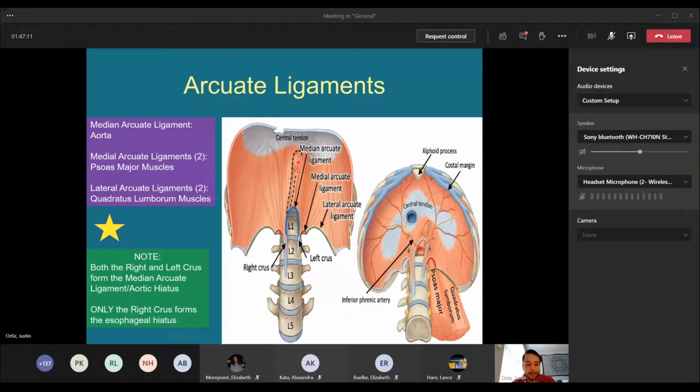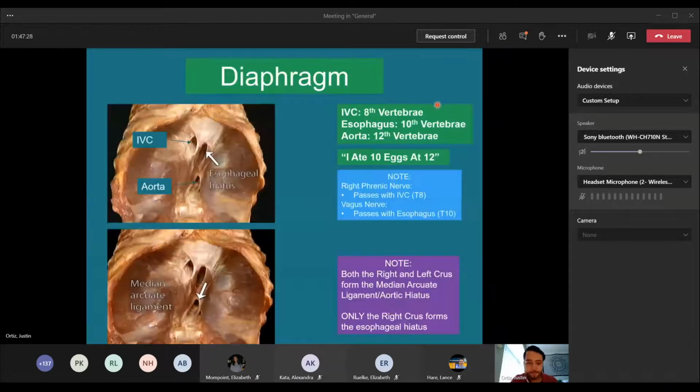And then you have both the right and left crus again are going to be associated with the median arcuate ligament, right? So aortic hiatus, median arcuate ligament, they're the same thing, right? Because the aorta is going through there, but both the right and left crus make those, right? So that's going to be associated with this image as well. Okay, so here's the diaphragm. Here's our I ate 10 eggs at 12, your IVC, esophageal hiatus, as well as your aorta, right? Here's going to be your median arcuate ligament, right? So your median arcuate ligament is going to be made by your right and left crura, right? But your esophageal hiatus is only made by your right crus, right? Does that make sense? Okay, good.